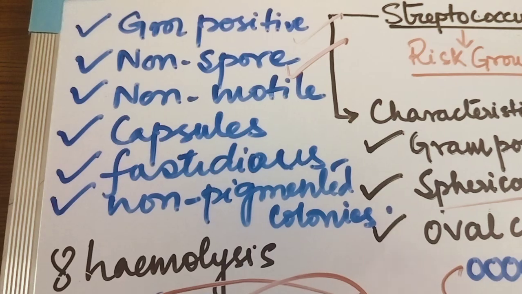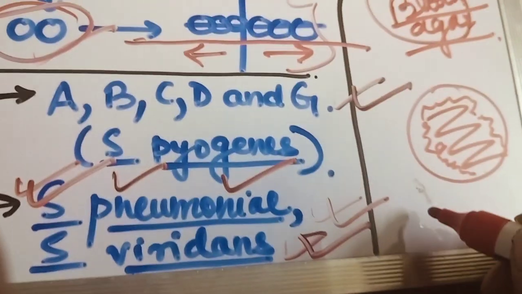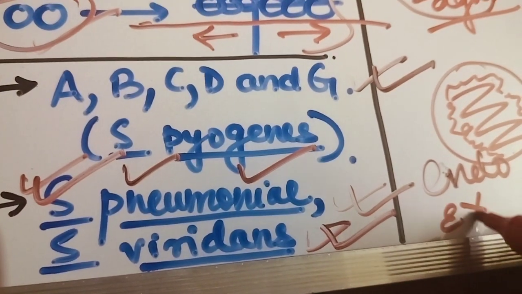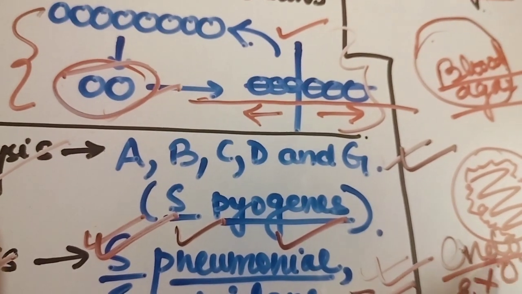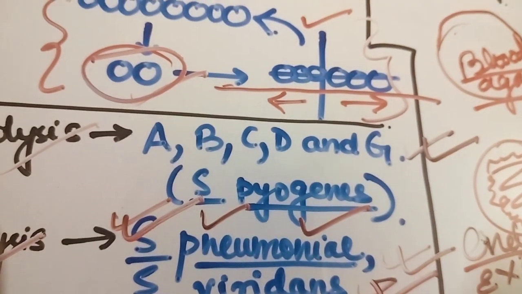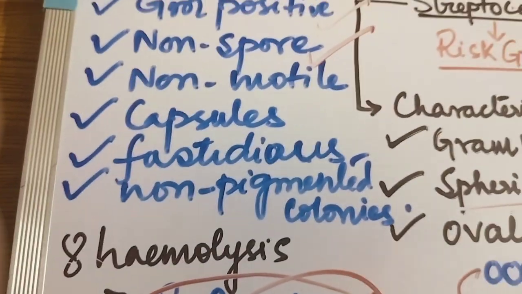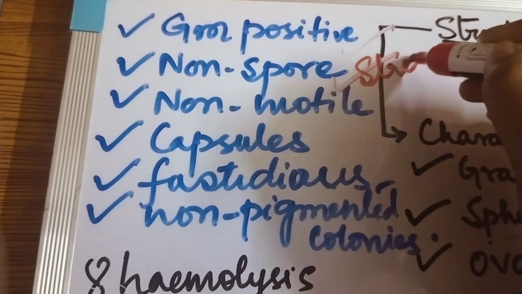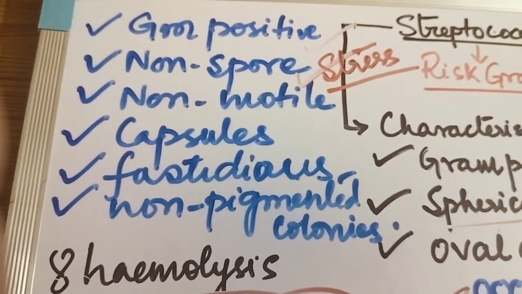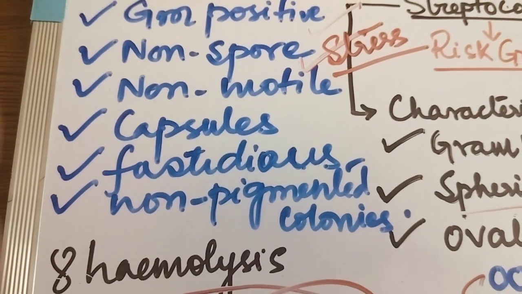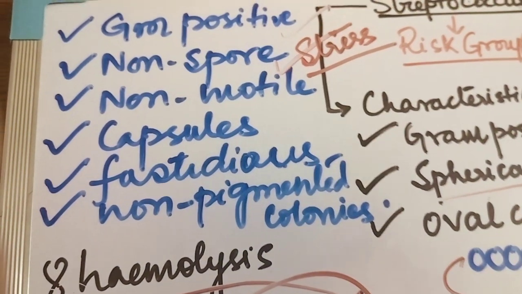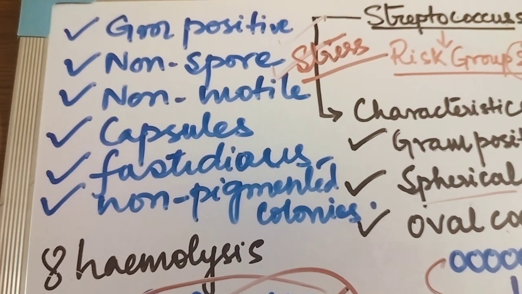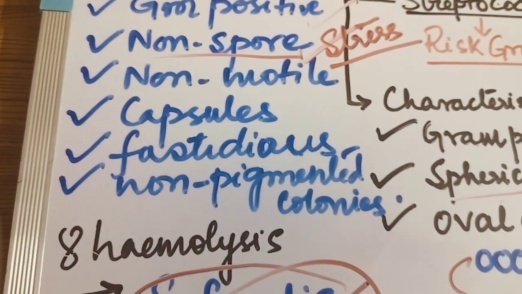You know that there are two kinds of spores, that is your endospore and exospore. That means a spore which is present inside the cell and outside the cell. So they do not form any spore. That means they are unable to survive the stress. Stress means when there is dehydration, when there is desiccation, right? If they are subjected to any kind of chemicals, they will not be able to survive the stress, because they are non-spore forming.